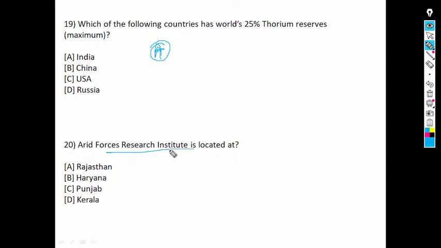Next, Arid Forest Research Institute is located at Rajasthan, Haryana, Punjab, or Kerala. It is A, Rajasthan.